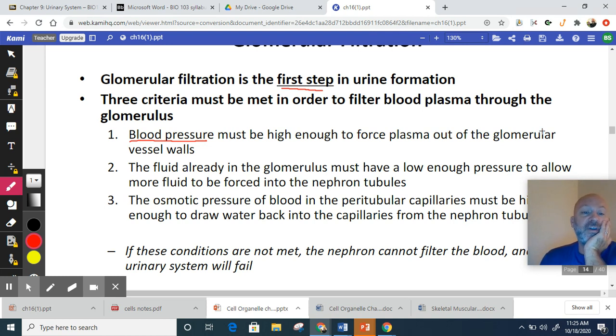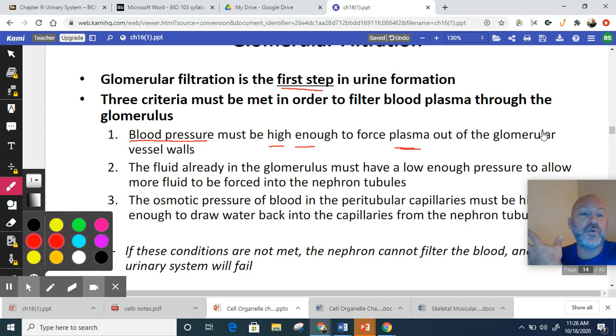So as the blood is spinning around the glomerulus, blood pressure increases to the point where it's high enough to force the liquid portion of the blood through the walls of these capillaries. And what's going to happen is it's going to fill the glomerular capsule. However, the glomerular capsule is not going to be completely empty. There's already going to be fluid in there from before.